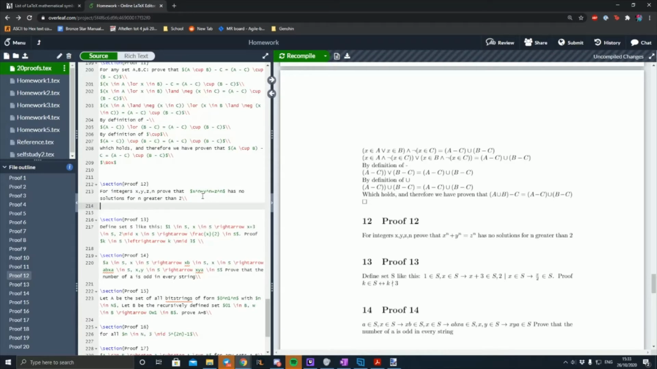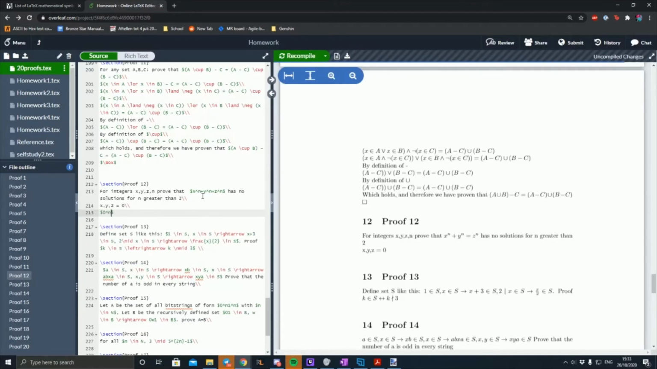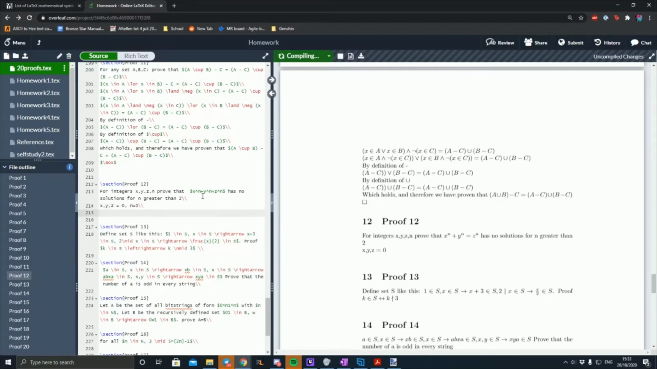So I can say x, y, z equal 0. And in that case, 0 to the power of n, or let's say also n equals 3, because it has to be greater than 2. Then I can say 0 to the power of 3 plus 0 to the power of 3 equals 0 to the power of 3, which holds, which disproves this claim, or statement.